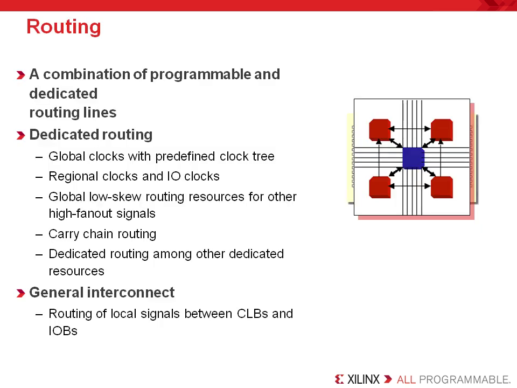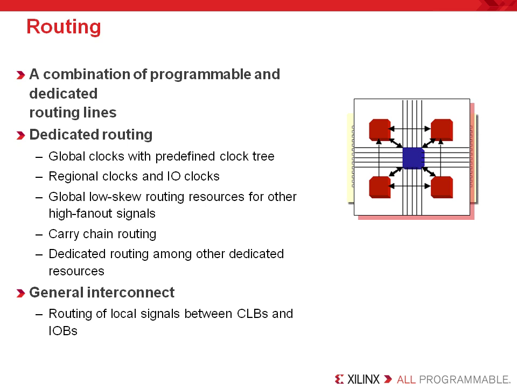The routing structure throughout the device is a combination of both programmable and dedicated routing lines. Global clock routing resources are built into all of our FPGAs with a predefined clock tree. This assures global routing with minimal skew that is separate of general routing resources. You should also note that some secondary control signals can be routed on the global routing resources as well. This is sometimes necessary if a clock enable or a reset has a very high fan-out.